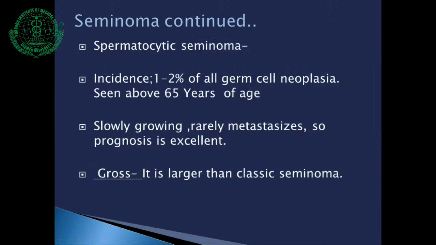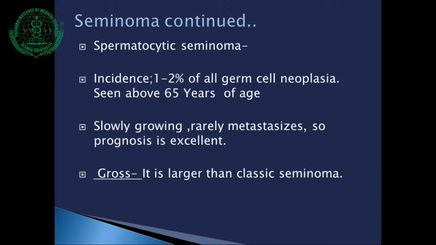The second one is spermatocytic seminoma. The incidence of this disease is 1 to 2% of germ cell tumors. It is seen in the older age group, mainly above 65 years of age. This tumor is slowly growing and it rarely metastasizes, so it has an excellent prognosis.